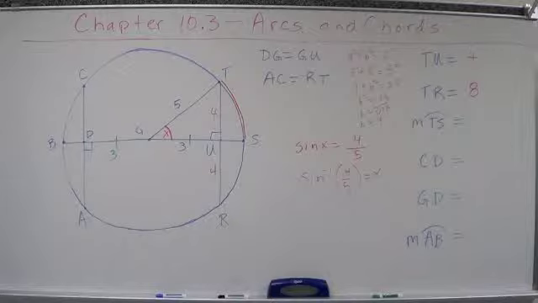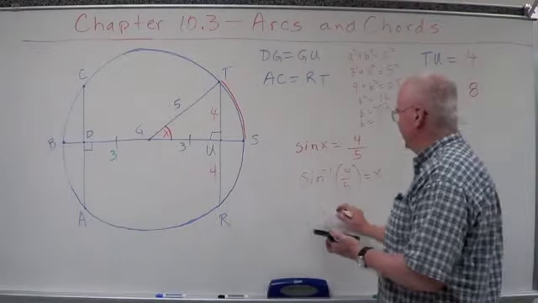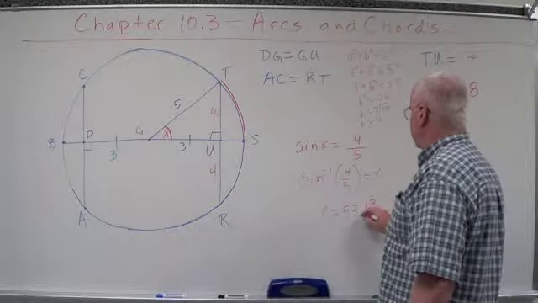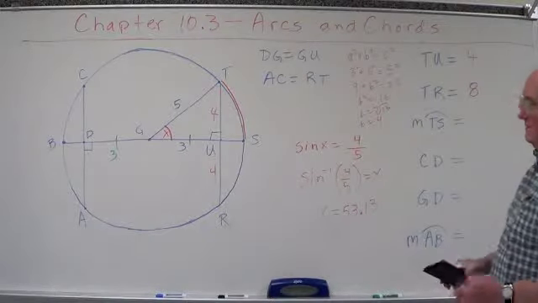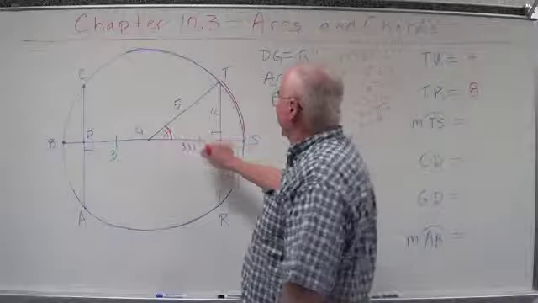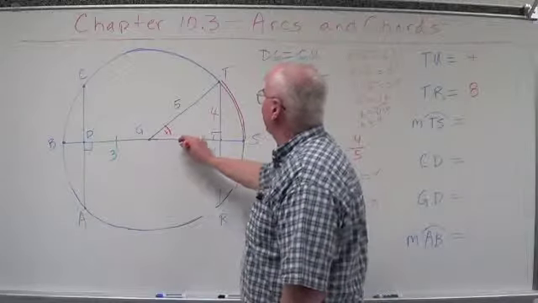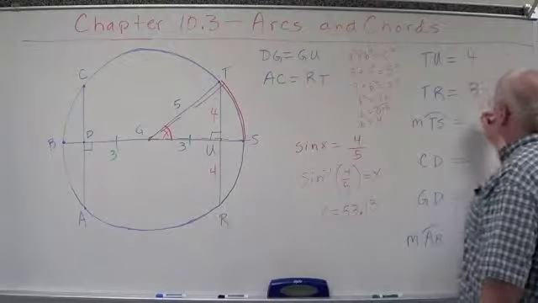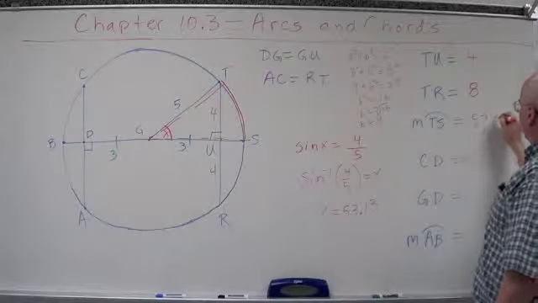4 over 5. So this x equals, from what I've got, 53.13. If that is that, then this central angle is that arc, right? So this arc is going to be 53.13.